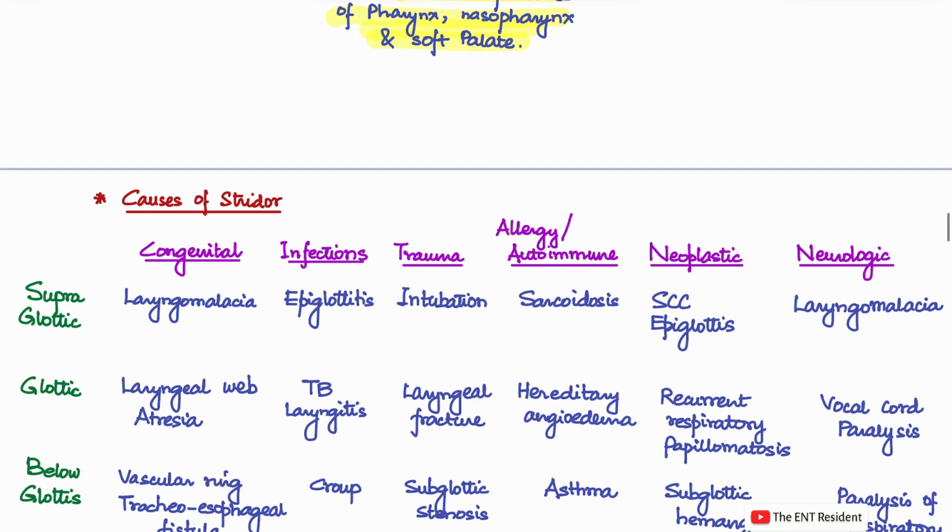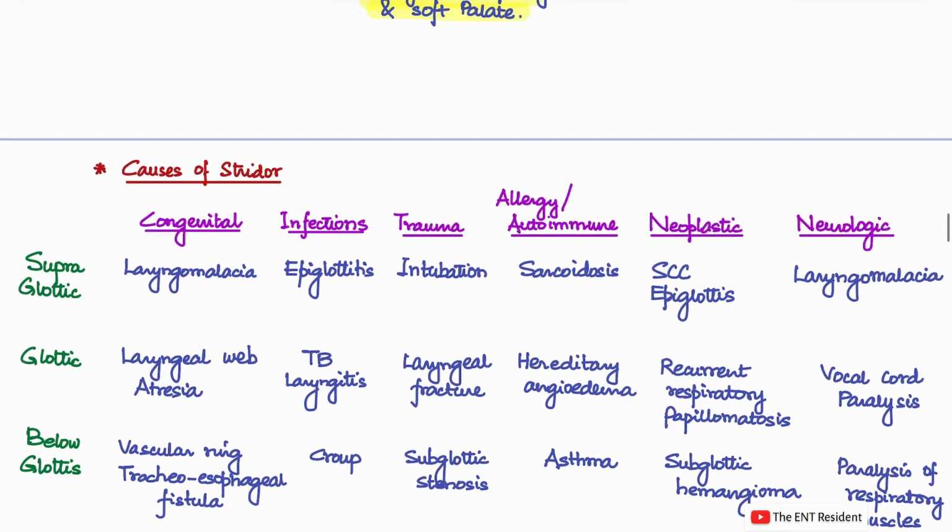Now, again, I'll give you a short list about the causes of stridor. Stridor can be at the level of supraglottis, at the level of glottis, or it can be below the level of glottis. Now, again, you can classify it into congenital, infections, trauma, allergy or autoimmune, neoplastic, and neurologic. And these are all the causes. This is something, again, you can learn up and try to remember.